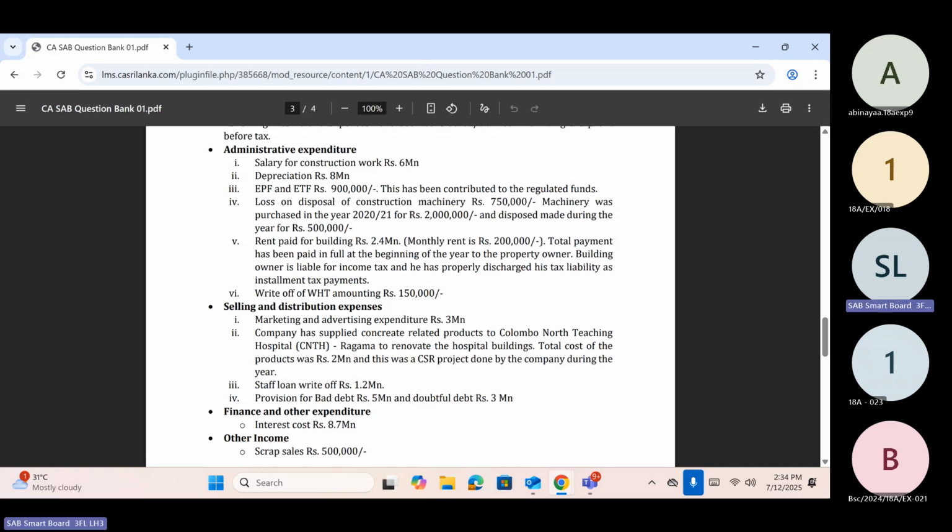But it's the income tax, the method of income tax payment. How much? 150,000. So marketing and advertising expenditure.